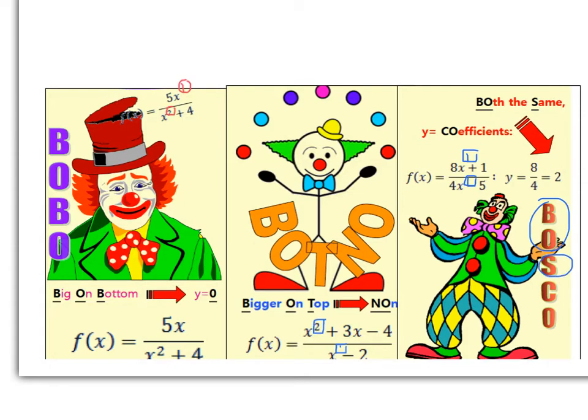It means the y equals the coefficients of these two. For example, if you look at this one, 8x to the power 1, what's the coefficient of that? 8. Now, look at the bottom. What's the coefficient of that? 4. So 8 over 4 equals 2. So if both are the same, having the same power, then y equals the division of the coefficients, 8 divided by 4, and that's going to be your horizontal asymptote.